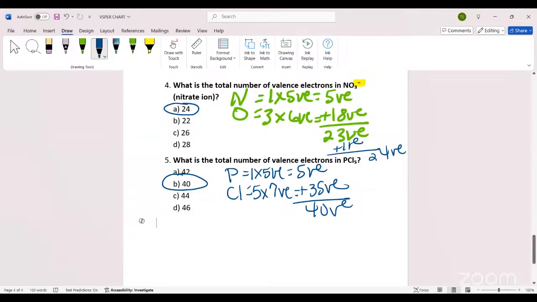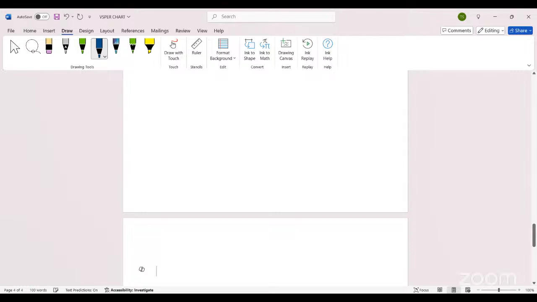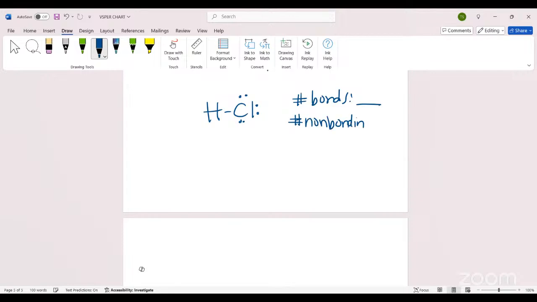So earlier, when we did HCl, this is what it looked like, right here. On this chart, you look at it and it's going to tell you a couple of things. You got to ask yourself 2 questions. How many bonds do you see? And then how many non-bonding pairs of electrons do you see? If you ask yourself those 2 questions, this will help you to understand the shape.